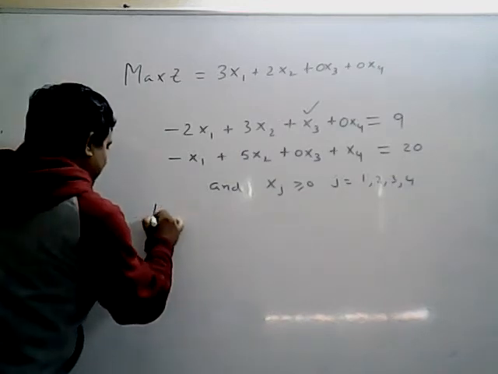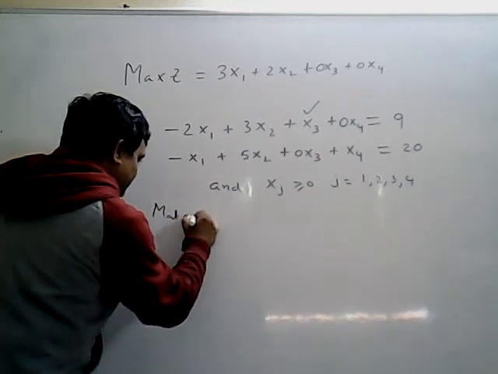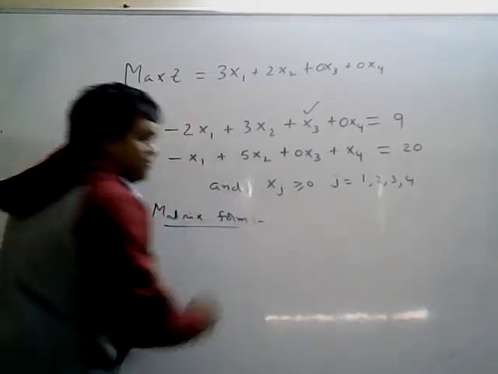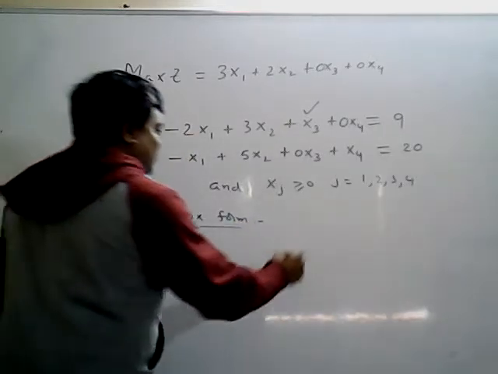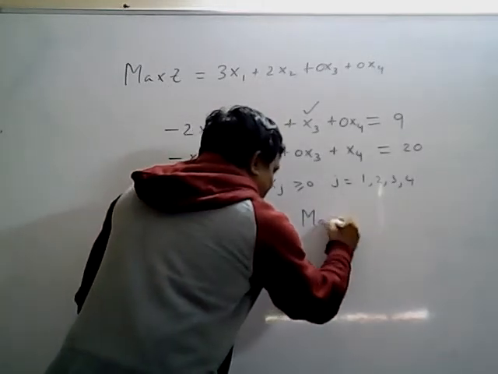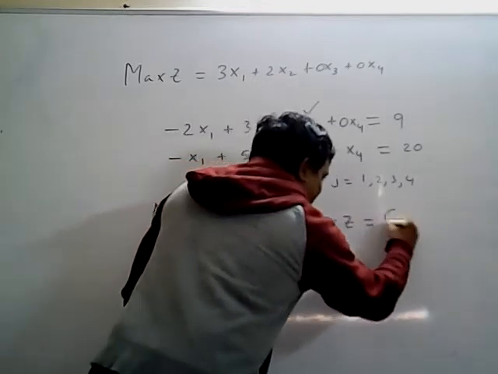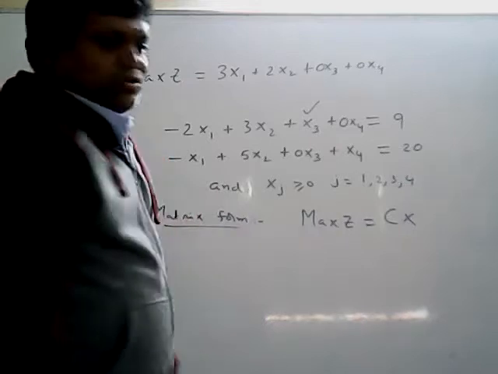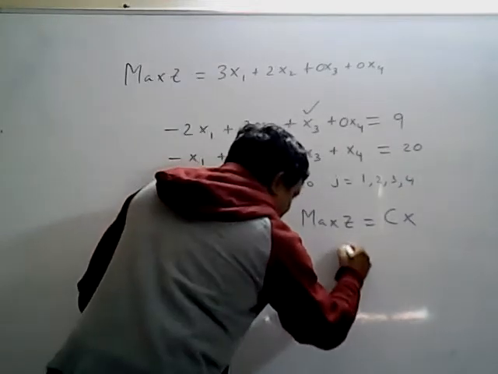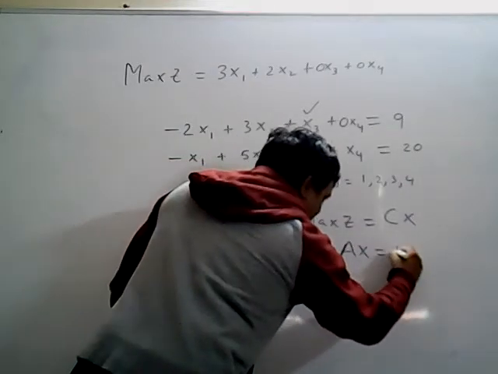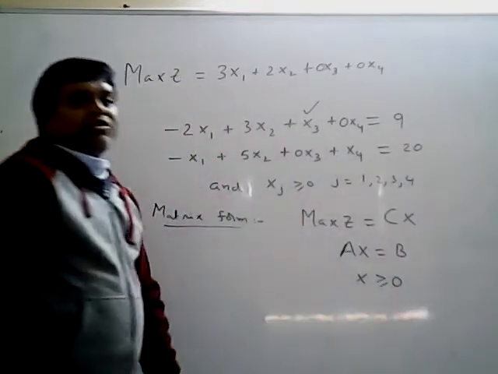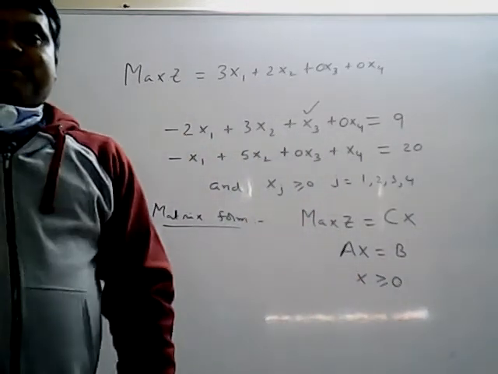So, put aside the matrix form of an LP. I have already told you what the matrix form is. Maximize z equal to Cx, where capital C is a matrix and X is a matrix, subject to the constraints Ax equal to B and X greater than or equal to 0. So this is called the matrix form of an LP.